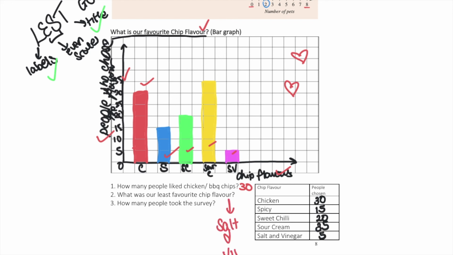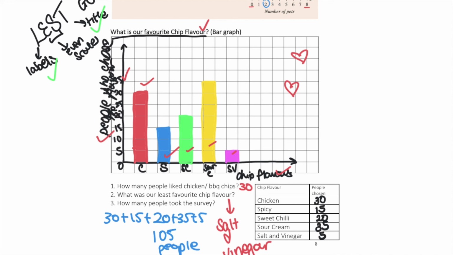And how many people took the survey? Well, you would have to add up all the people who took the survey. I'm going to do it in a different color because it looks cooler. So 30 plus 15 plus 20 plus 35 plus 5. Let's add that all up. And 105 people took the survey. And remember in stats, it's always nice to talk about the units that you're talking about in the question.